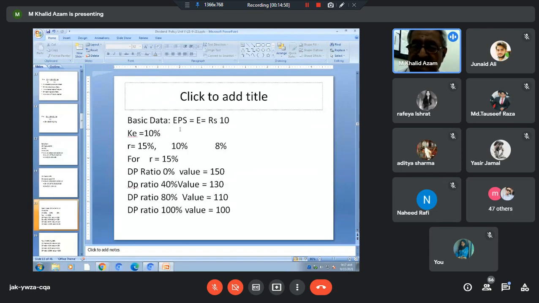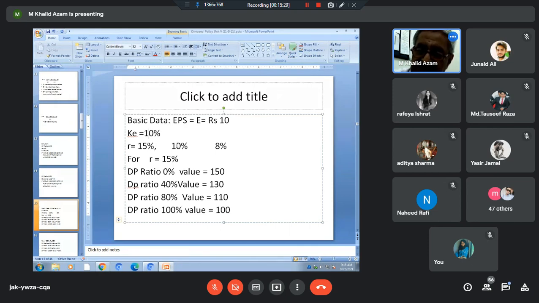The basic data is, see here: earning per share, that is E, is rupees 10. Cost of equity is 10%. R, that is your rate of return, one is 15%, another is 10%, another is 8%. So cost of equity is 10%, R is 15%, so it is a growth fund. Cost of equity 10%, R is 10%, so it is a normal fund. Cost of equity 10% and rate of return 8%, so it is a declining fund.